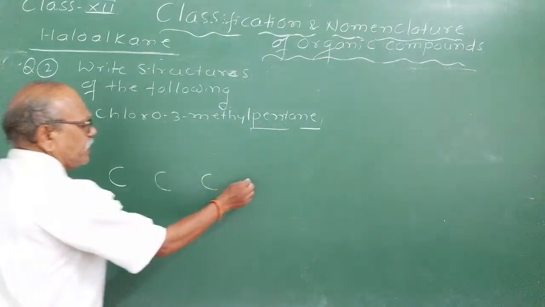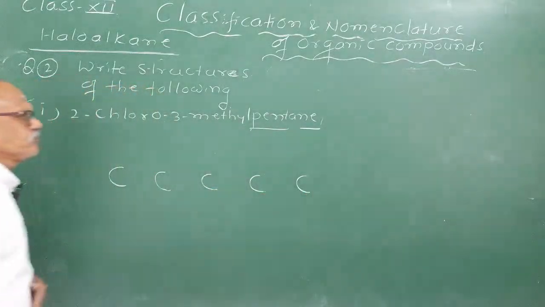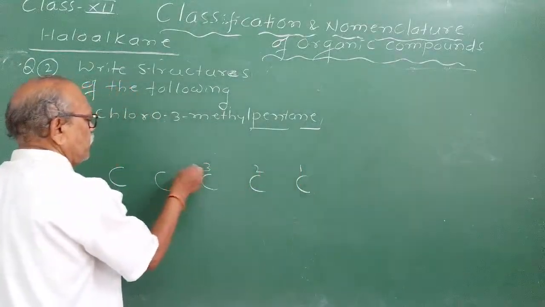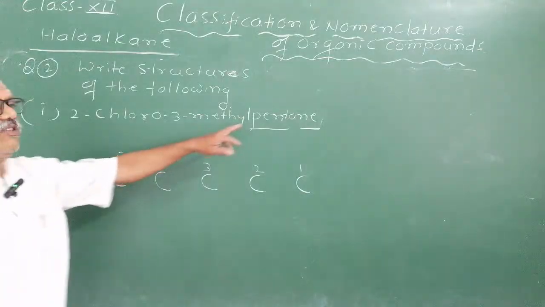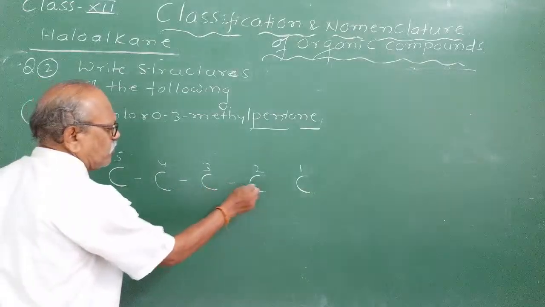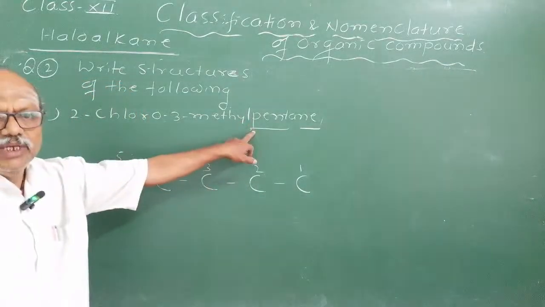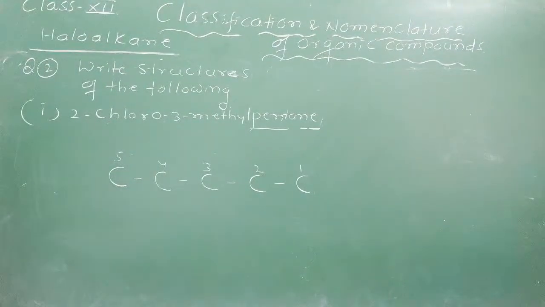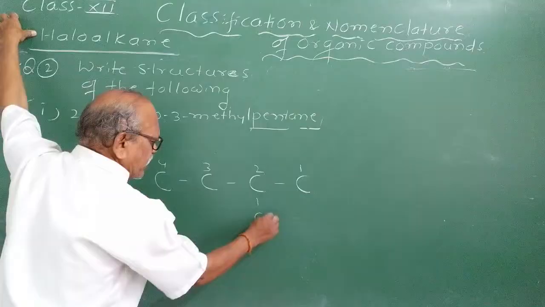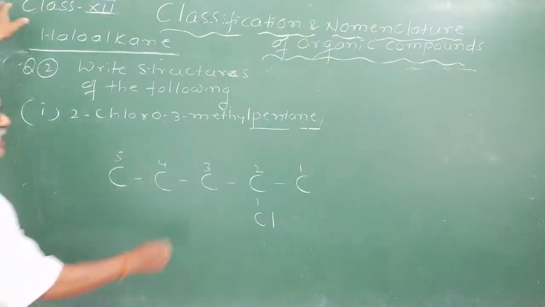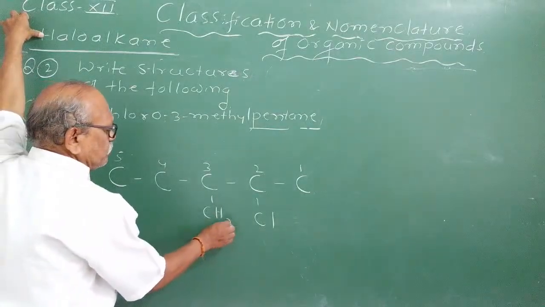1, 2, 3, 4, 5. Number them from any side. When there is pentane, all of them should contain single bonds. First step: take the root word, then write the suffix. Now, observe to which carbon atom chlorine is linked. The second carbon atom. Writing from left or from right is also correct. No problem. 3-methyl: to the third carbon atom, there is a methyl group.